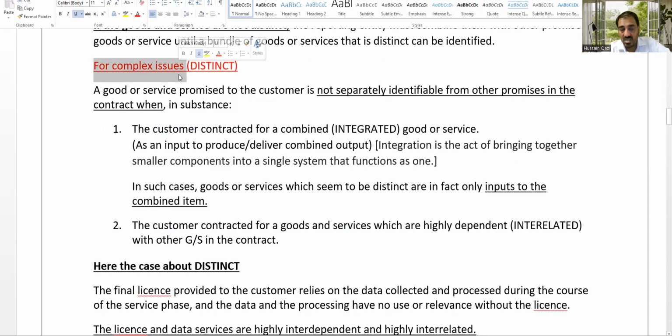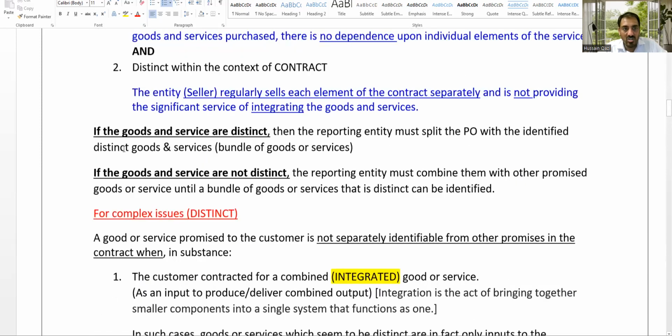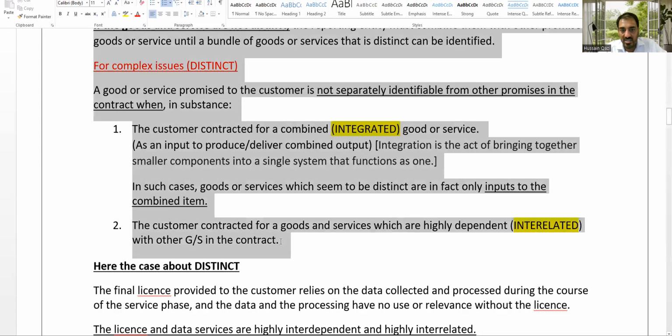For complex issues, you need to consider whether the different services or goods are interrelated, which means integrated. Integrated means these are things that must be done step by step, where the first step is compulsory to move to the second step. That's called integrated, or we can say interrelated. Interrelated means they are highly interdependent on each other. If the goods or services are integrated or interrelated, it is clear that this is a single performance obligation. So first of all, you have to present the knowledge of the case.